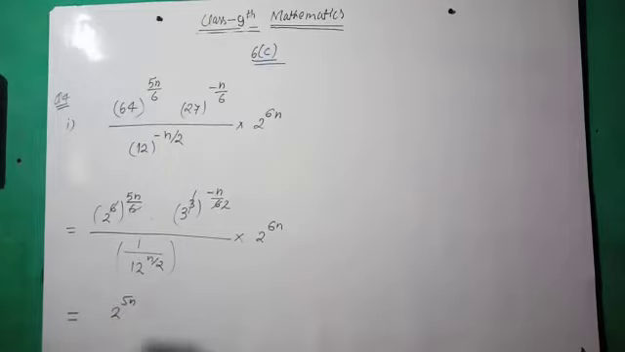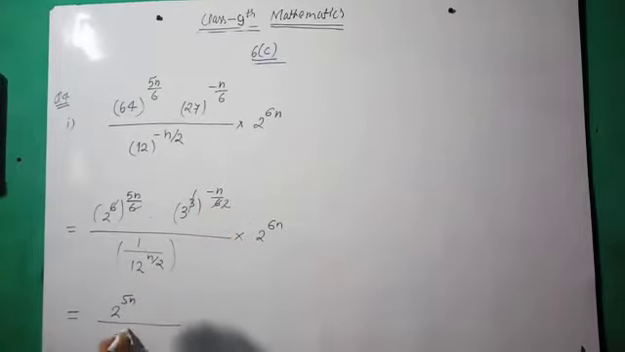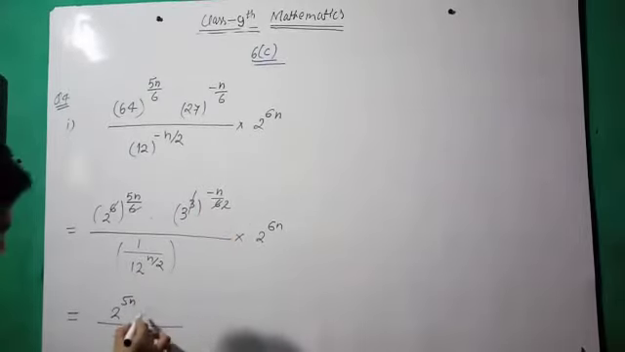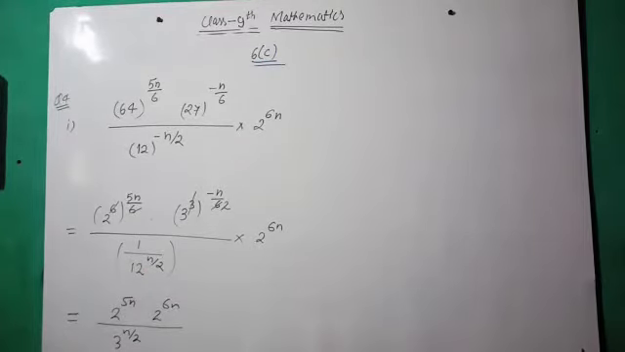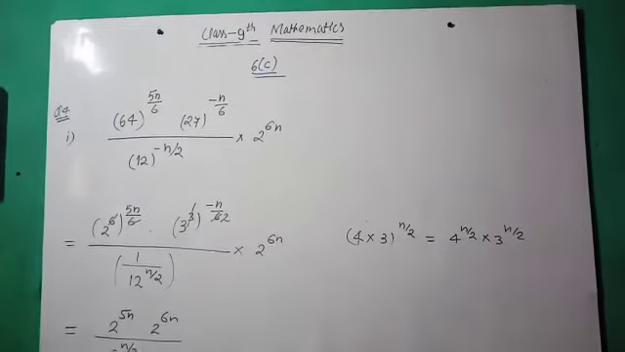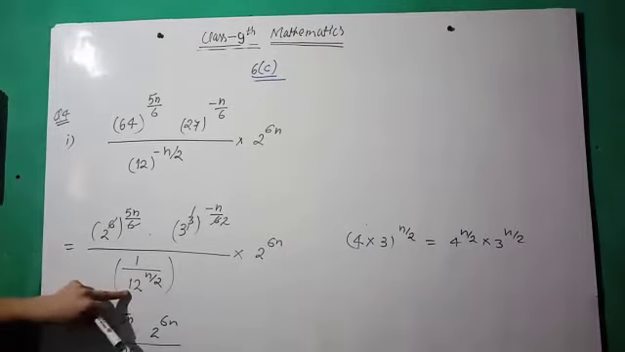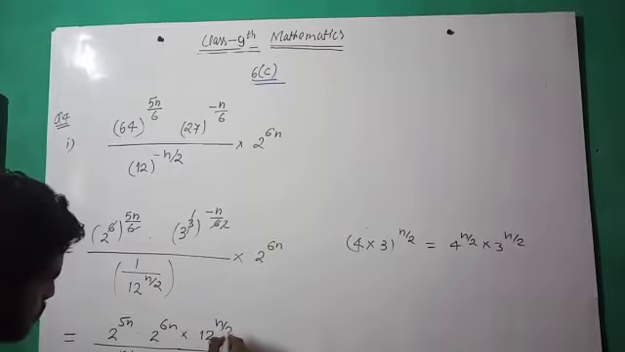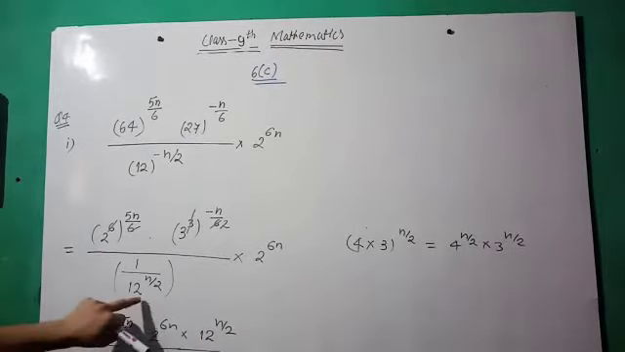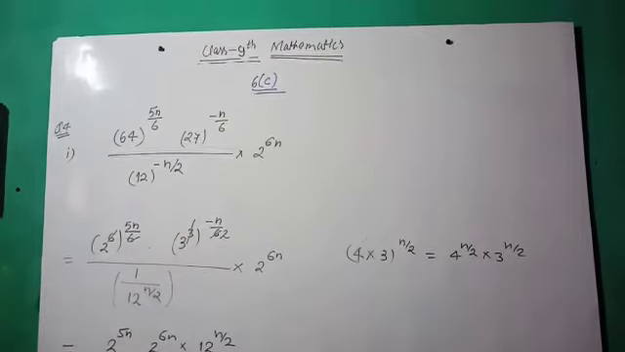Into 3 to the power minus n by 2, and 3 to the power minus n by 2 we can write as 3 to the power n by 2. Yes or no? 2 to the power 6n, and 12 to the power n by 2. This is a very important term. For this term we have some manipulation. First of all we have to change this, so that we have this equal to 12 to the power n by 2. We can convert it like this.